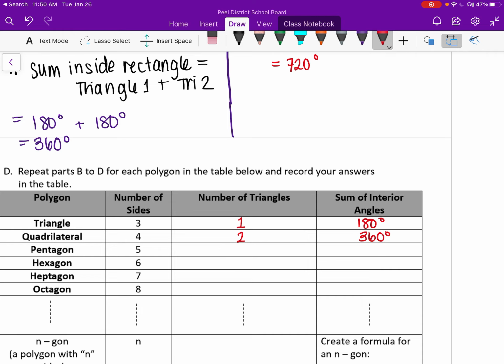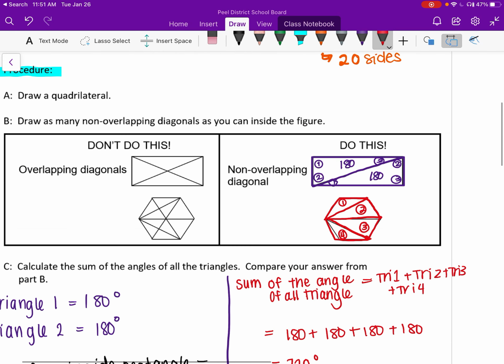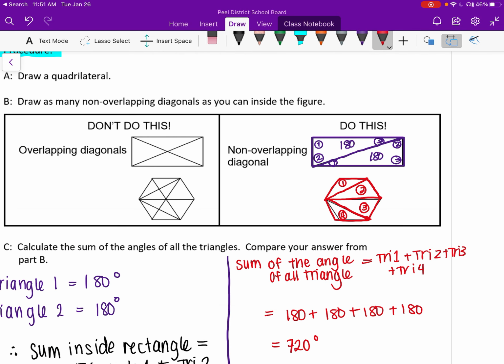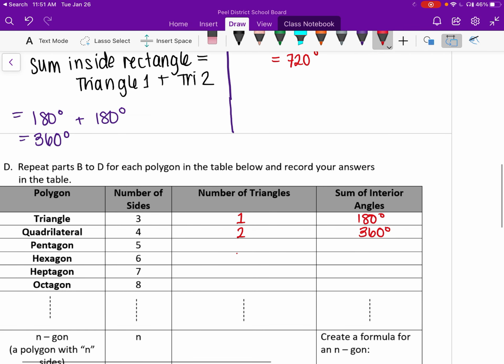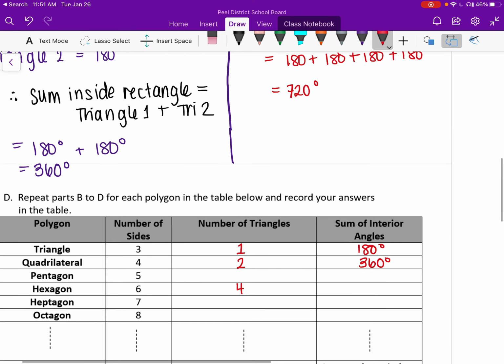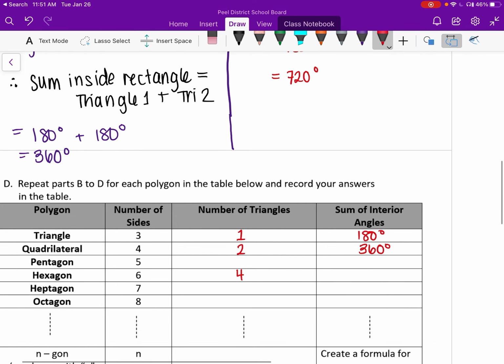Right? And you're going to do the same thing for the pentagon. We already did the hexagon as well. So inside the hexagon, we had 1, 2, 3, 4 triangles. We found out that we had to do 4 times 180, so that gave us 720. I'm just going to go fill in the rest. So for a pentagon, when I drew it out, there were 3 triangles. When I did the math, I found that it was 540 degrees.